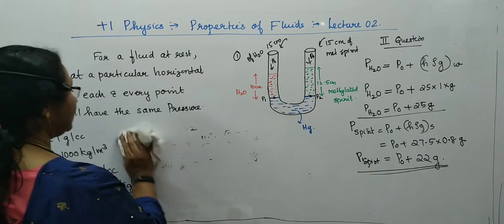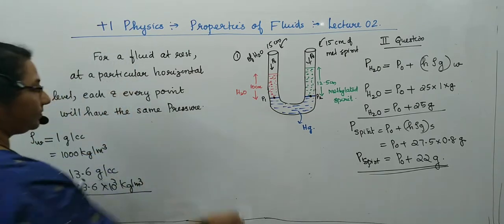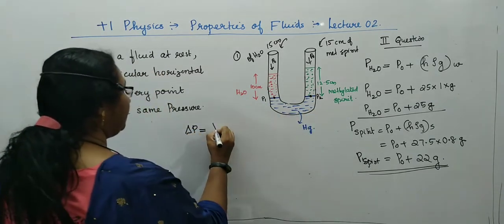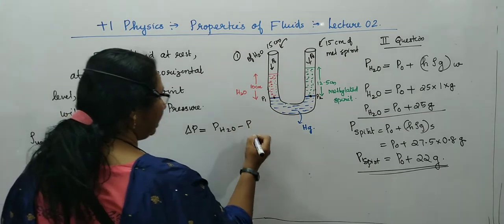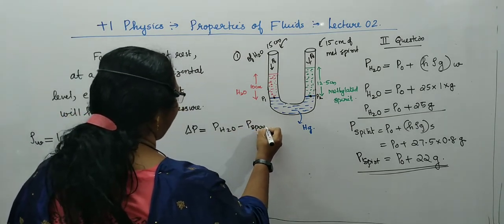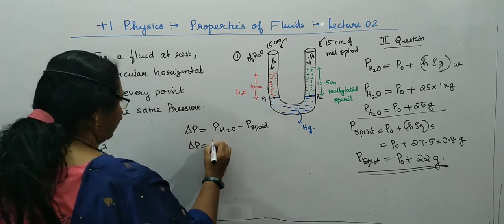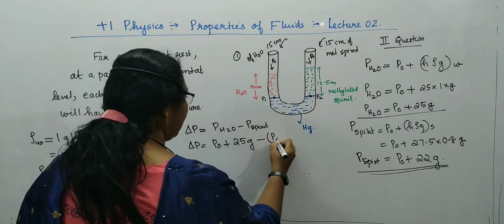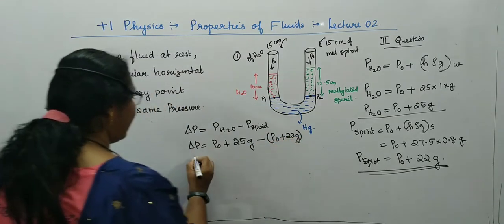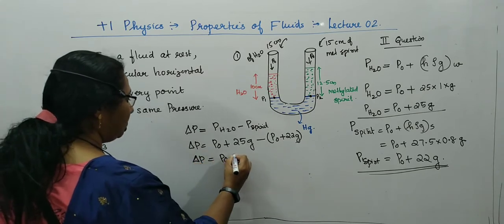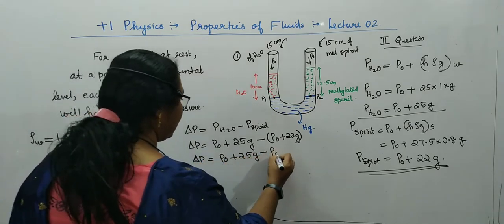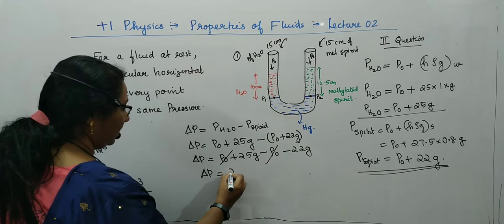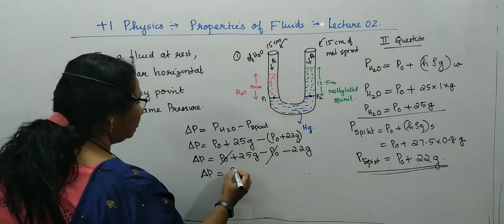Okay. Now, what is the pressure difference in the two limbs? The pressure difference is equal to, which is the larger one? P of water minus P of spirit. Delta P is equal to P0 plus 25G minus P0 plus 22G. We can now write it as P0 plus 25G minus P0 minus 22G. P0 cancelling, delta P is equal to 25 minus 22, 3G.